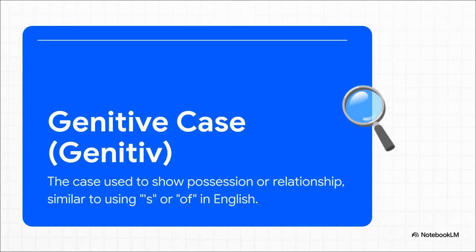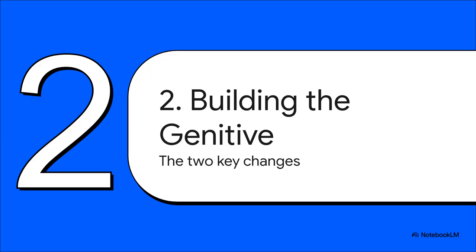So the crucial takeaway here is that the genitive is all about possession. It's how you say things like the man's car or the color of the house. You could just think of it as the German equivalent of adding an apostrophe S or using the word of. It's really that straightforward. All right, now for the fun part, the mechanics.